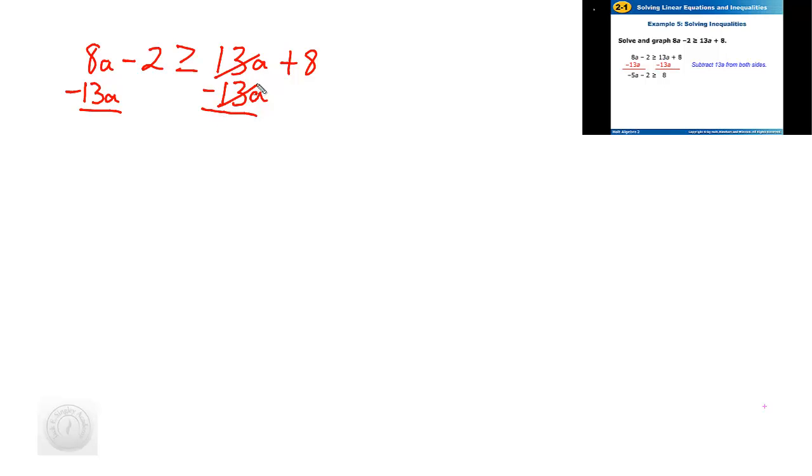The 13a's will cancel on the right side of the inequality. 8a take away 13a turns into negative 5a. We bring down the rest of the terms. Minus 2 comes down, greater than or equal to 8.